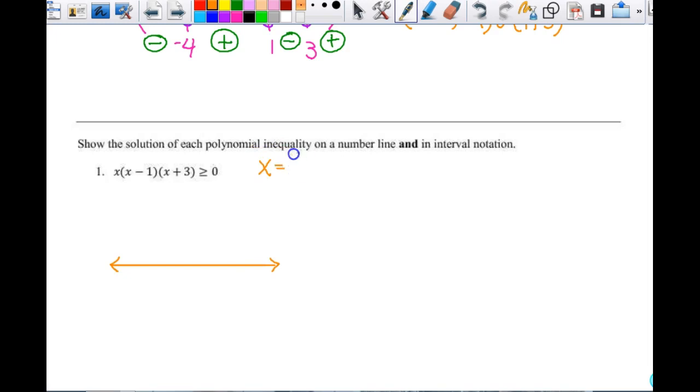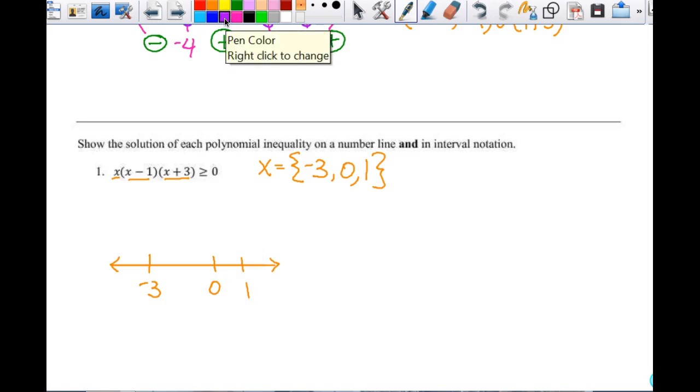So x is equal to, my smallest one is going to be negative 3. That gives me this one. This gives me a 0. This gives me 1. Okay. So I have negative 3, 0, and 1. Okay. So then is greater than or equal to, which means these are solid. Then I'm going to make my signs.